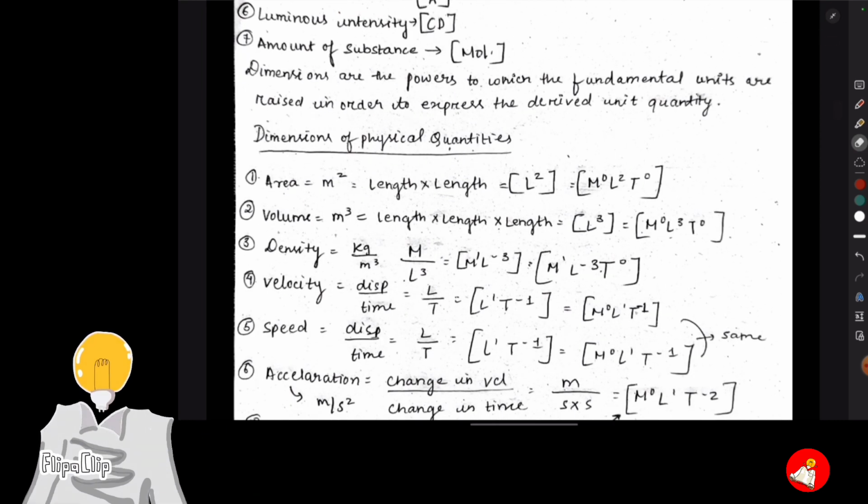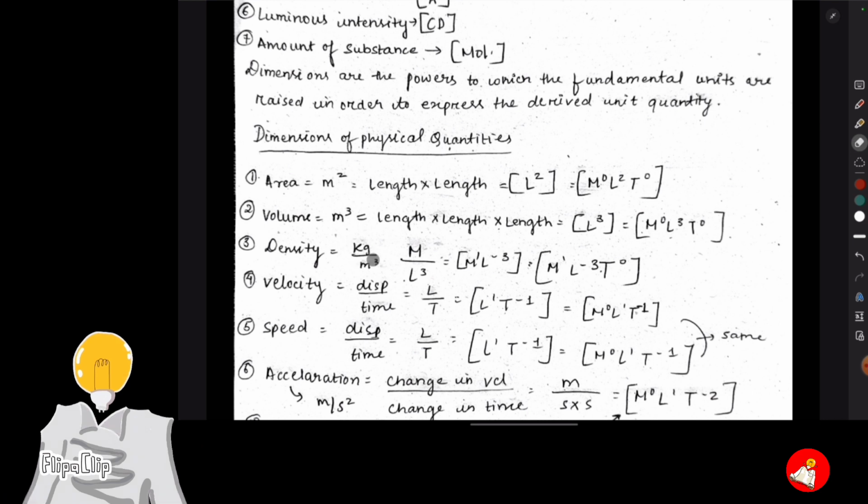Dimensions of physical quantities. Area is meter square, which is length into length, because meter is a representation of length, and here m square means length into length, which is termed as L square. So if we represent this, we will write it as M0 L2 T0, because the mass is 0 here, the length is 2, and the time is 0. It has no connection to time. The volume is m cube, length into length into length, 3 times the length. So as earlier, M0 L3 T0.